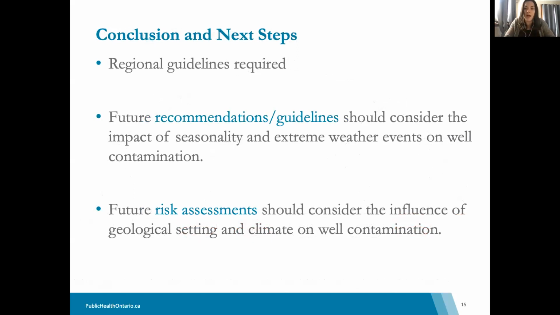So overall, well water contamination is complex and it's dependent on a multitude of factors, from the well owner's behaviors and practices to the physical characteristics of the wells and the environment in which it is situated. So it's crucial that we have recommendations and guidelines that are reflective of these source-specific factors. The spatially specific findings that I outlined illustrate the influence of hydrogeological setting on E. coli detection in Ontario private wells.